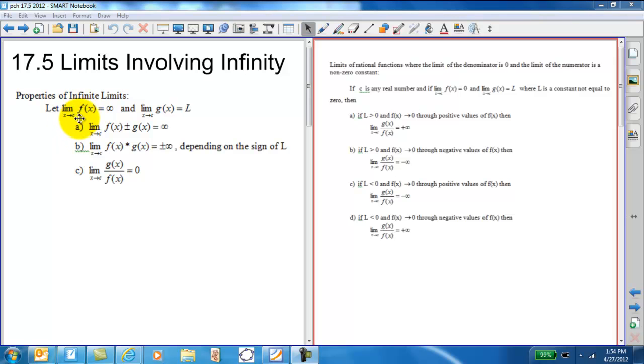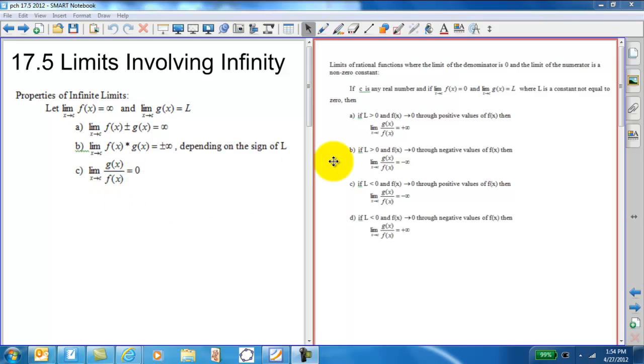If the limit as x goes to c of f(x) equals infinity, and the limit as x goes to c of g(x) equals L, some constant, then if we add those two together, the infinite limit will take over, and the L is insignificant. If we multiply them, same thing. You're still going to go to infinity, but the sign of L will determine which infinity you go to. And if you look at their ratio, notice if f(x) is going to infinity, the whole thing is going to approach 0. Okay?